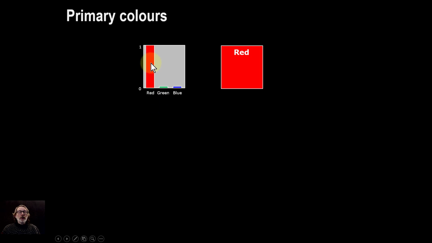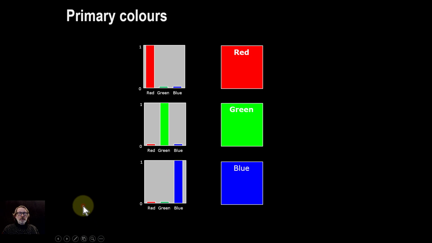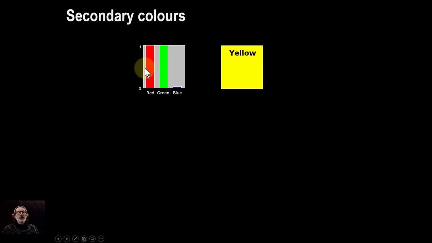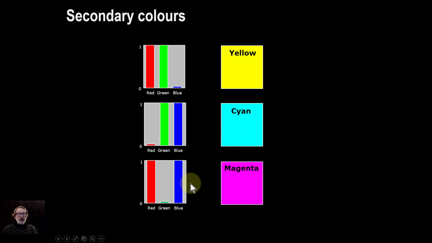And when red is high and the other two are low, you're going to get red. Similarly with green and also with blue. And also you can get secondary colours. So when red and green are high, you get yellow. Then with green and blue, you get cyan, and red and blue high, you get magenta.